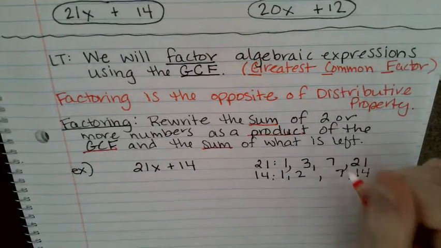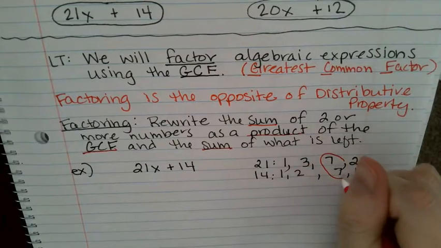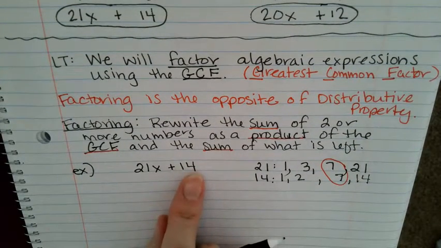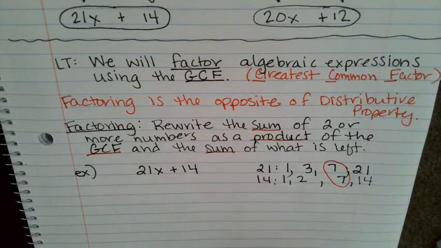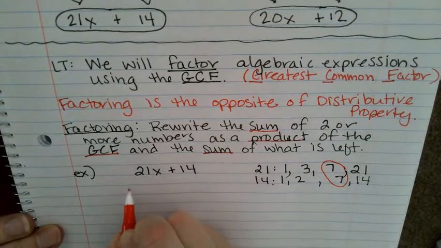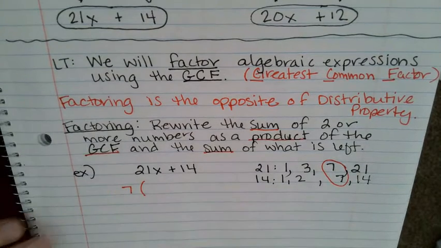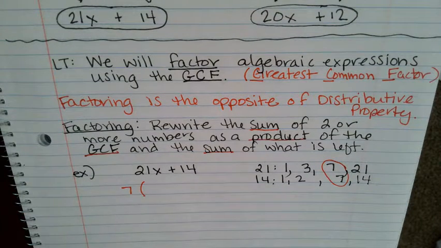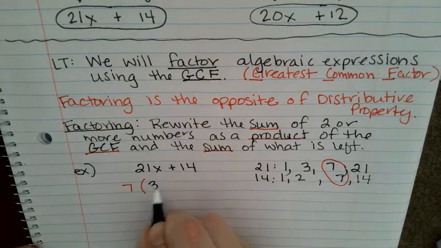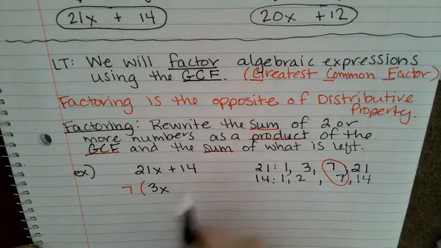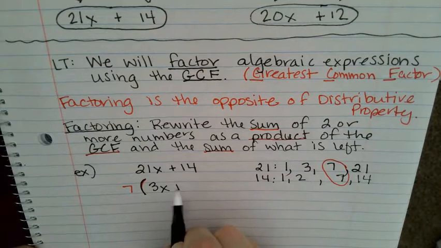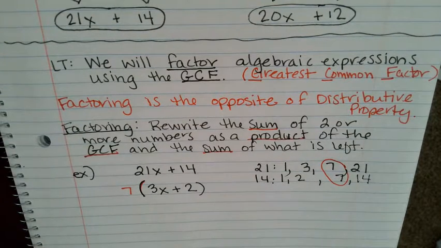And notice that I have 7. That means I'm going to divide both of these numbers by 7, and I'm going to see what happens. So I'm going to put 7 on the outside, and then 21 divided by 7 is 3x, and 14 divided by 7 is 2.